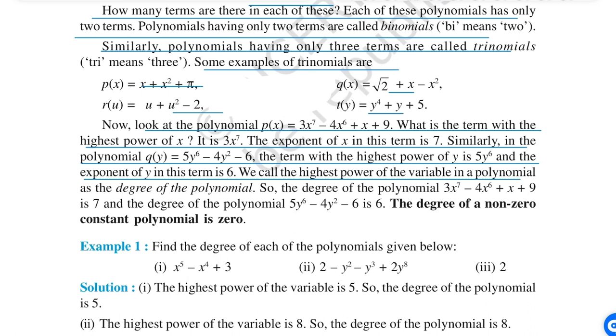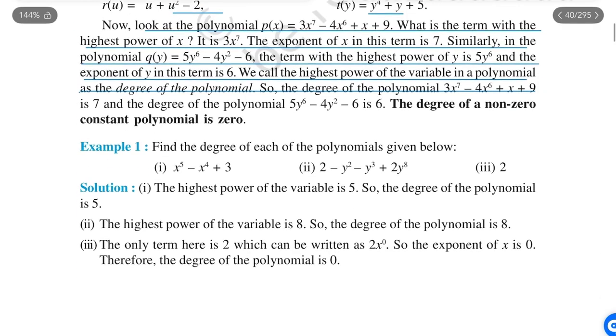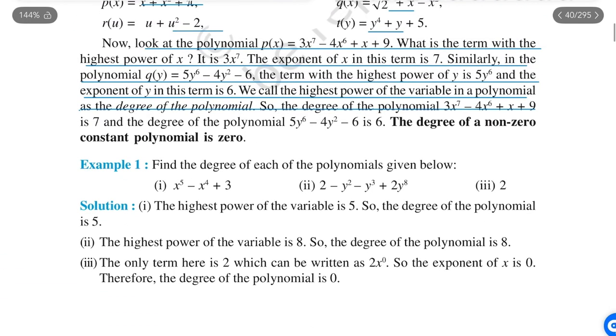We call the highest power of the variable in a polynomial the degree of the polynomial. So the degree of the polynomial 3x^7 - 4x^6 + x + 9 is 7, and the degree of the polynomial 5y^6 - 4y^2 - 6 is 6. The degree of a non-zero constant polynomial is 0.